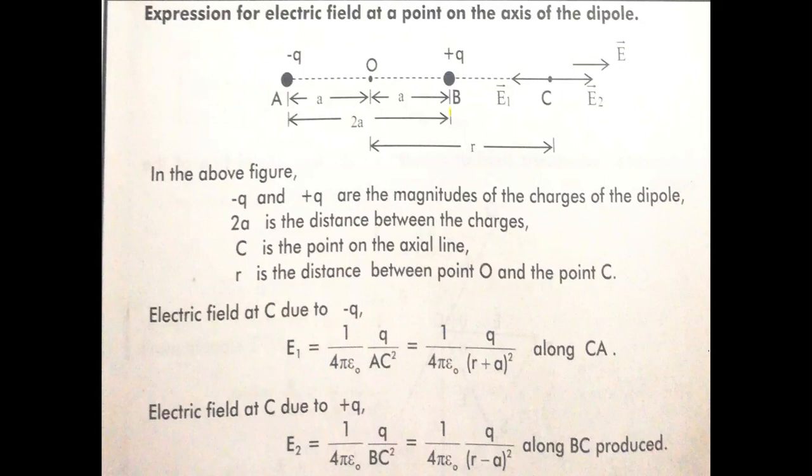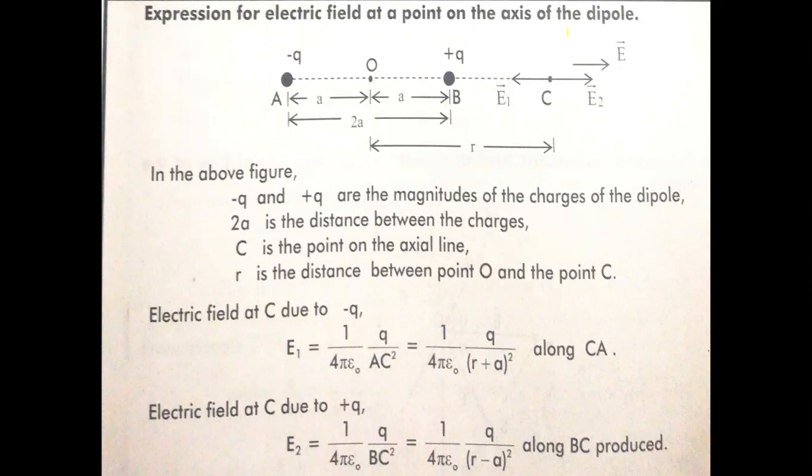And we have seen the derivation. Please go through the video again and again so that you can understand properly. So now we are moving to the next derivation. In this chapter, you will come across so many derivations, and in the whole second PUC, you will come across so many derivations, dear children. So the next derivation is for the expression for electric field at a point on the axis of the dipole.